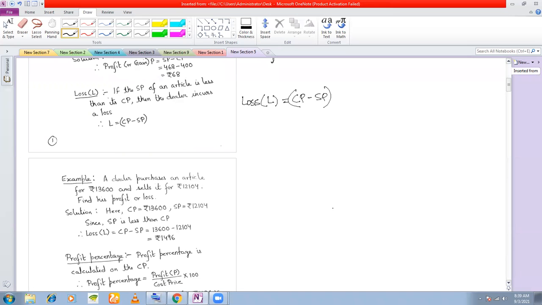A simple example here again, a dealer purchases an article for 13,600, sells it for 12,104. Find his profit or loss. Now see here, the cost price is, he's buying it for 13,600. He's selling it for 12,104. That means now you see that the cost price is higher than the selling price, right? That means he's making a loss.